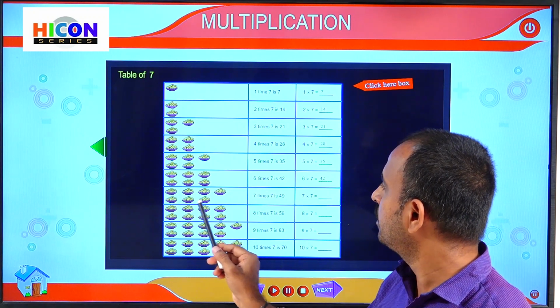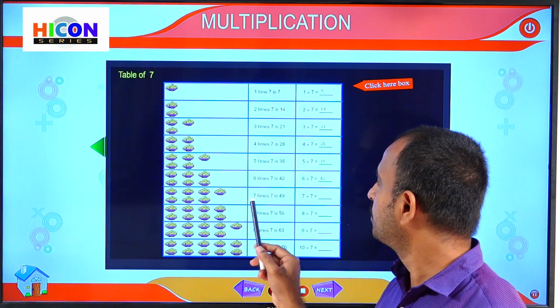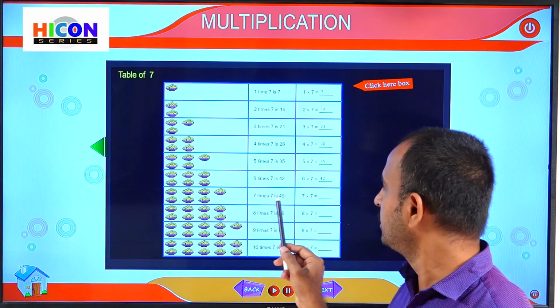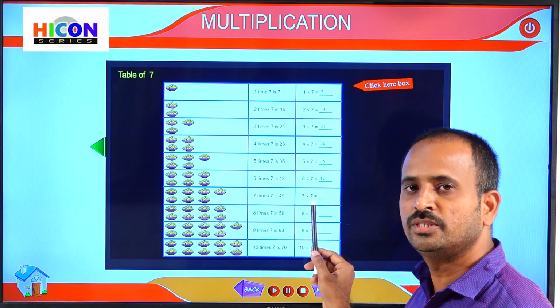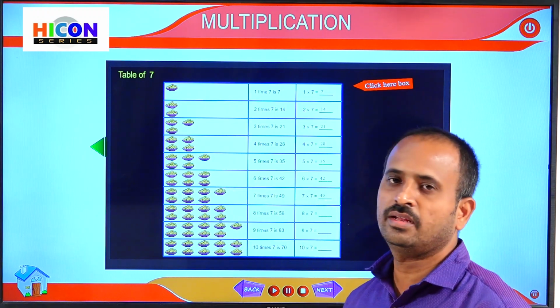So how many groups are there? There are 7 groups. Each group has 7 sweets. That means 7 times 7, that is 7 into 7. 7 7 jar 49. So total 49 sweets are there.